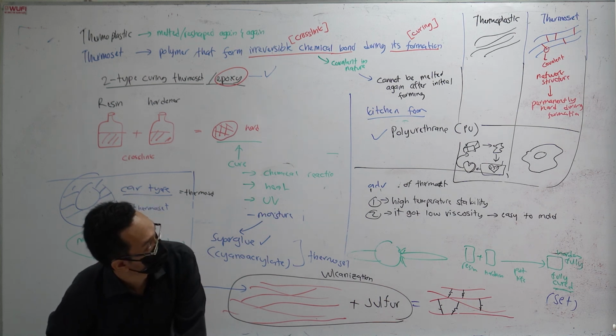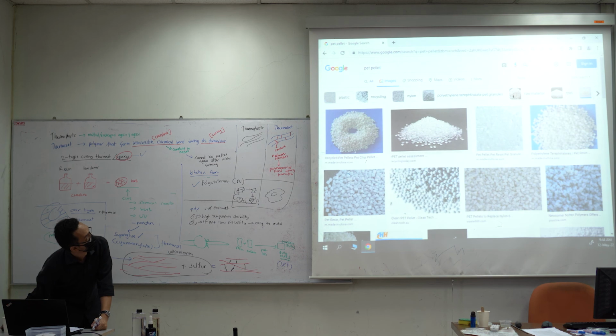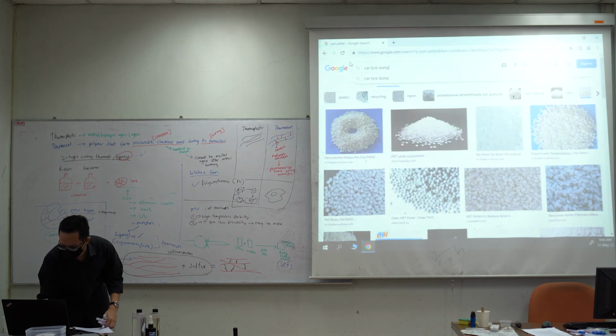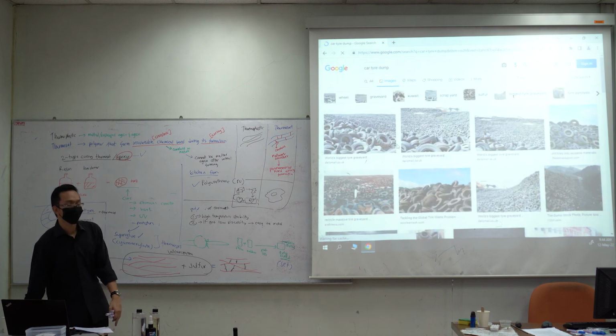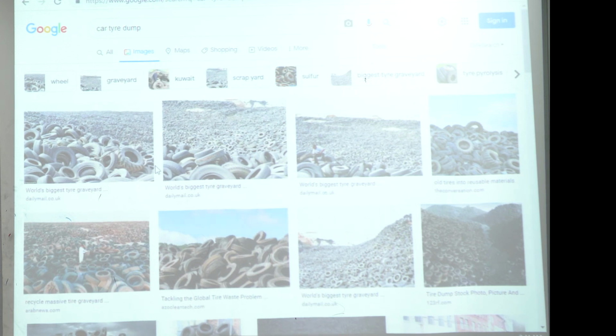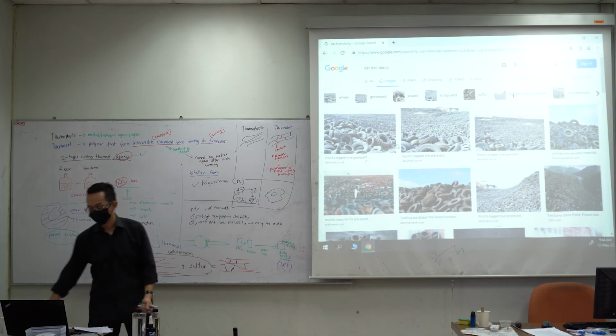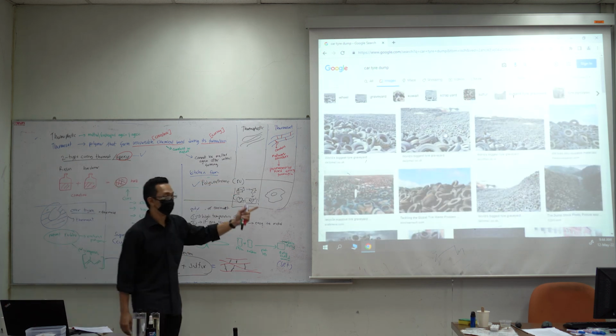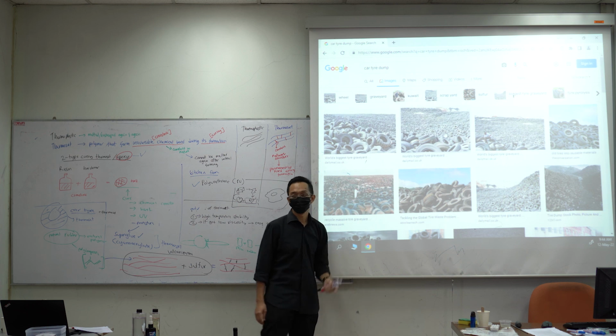So the problem nowadays is that you have the car tire dump. You can see they cannot melt this thing. This is the issue nowadays. They put it in the big landfill, but they cannot do anything with it. They cannot melt it or reuse it back. So this is a kind of pollution. It's not like they put it there because they want to, but because they cannot melt it.